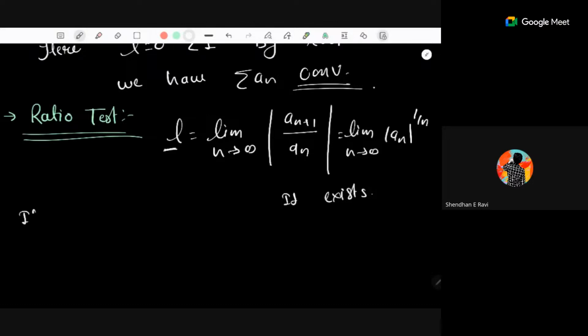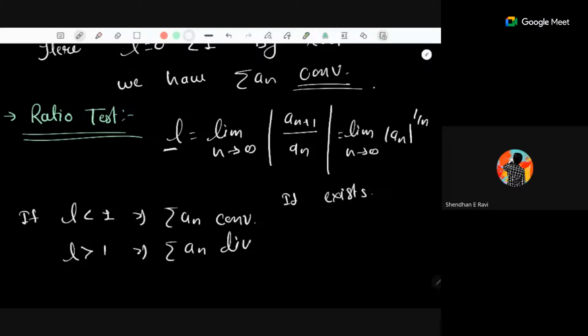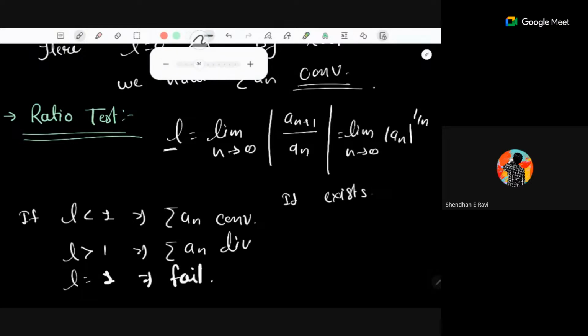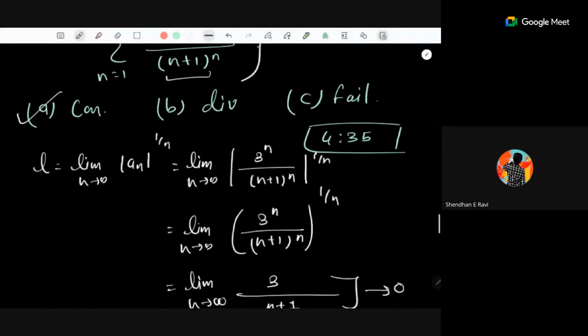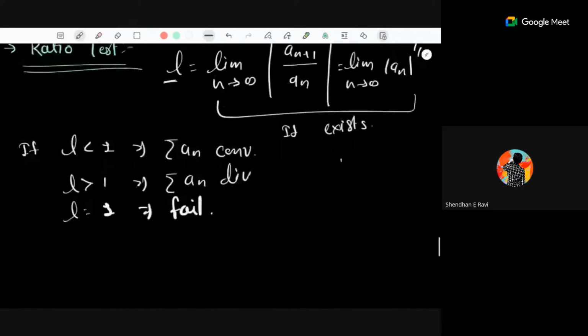So if the value of L is strictly less than 1, we can say that the summation a n converges. If the value of L is strictly greater than 1, we can say that the summation a n diverges. If the value of L equals 1, the test fails. This is the same as the root test, since if both limits exist, their values will be the same. That is why this is known as the ratio test.